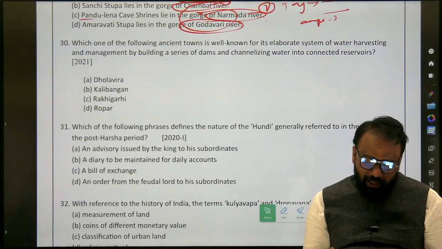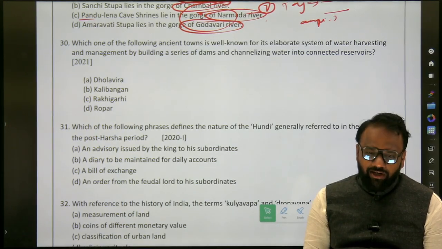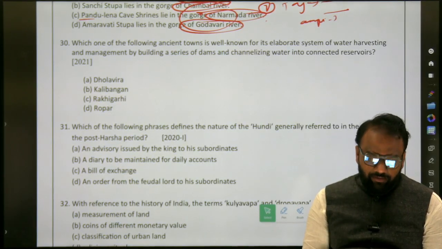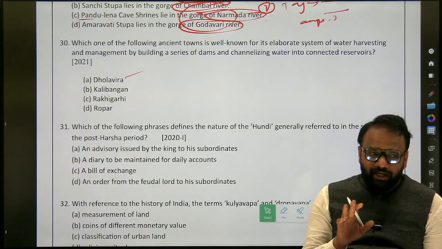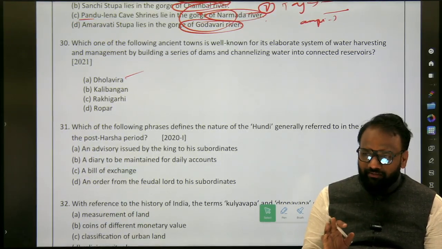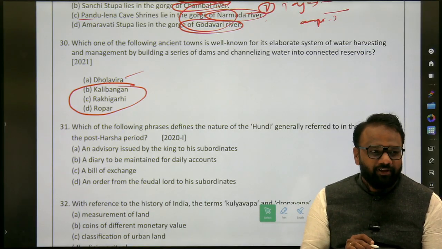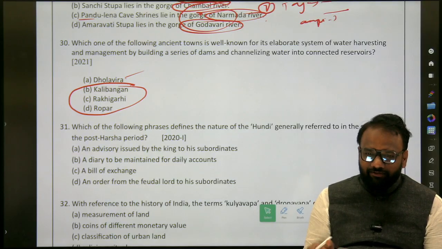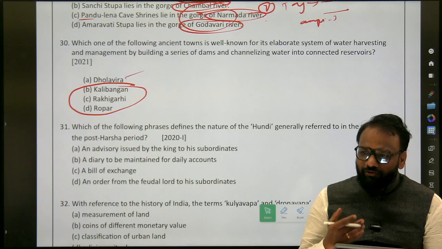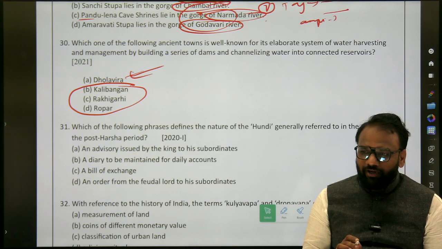Next, which of the following ancient towns is well known for the elaborate system of water harvesting and management by building a series of dams and channelizing water into connected reservoirs? Okay. What's the answer? Dholavira. So it's a current affairs based question, because in 2020 or 21 they added Dholavira to the list. And if you look at the other 3 options, they are also Indus Valley sites themselves. But it's a current affairs based question, and even from a static point of view, look at how elaborate and good the water related things present in Dholavira are. Okay, Dholavira. Yes.